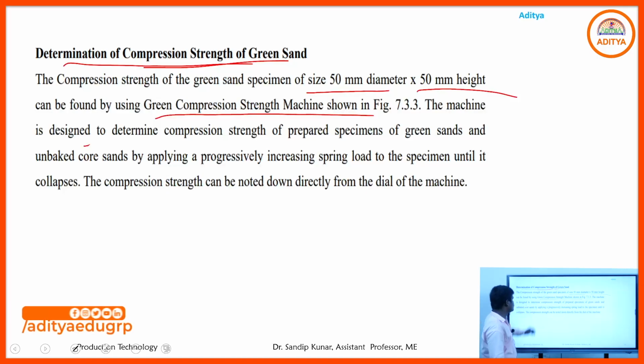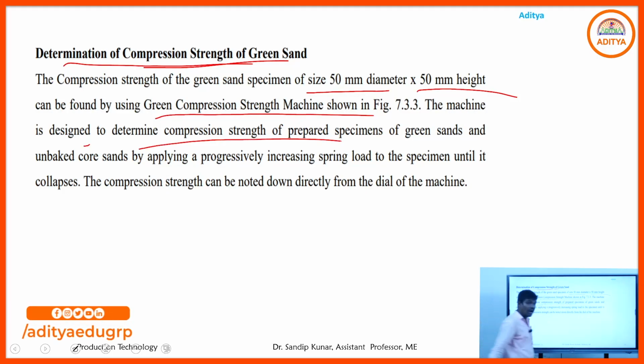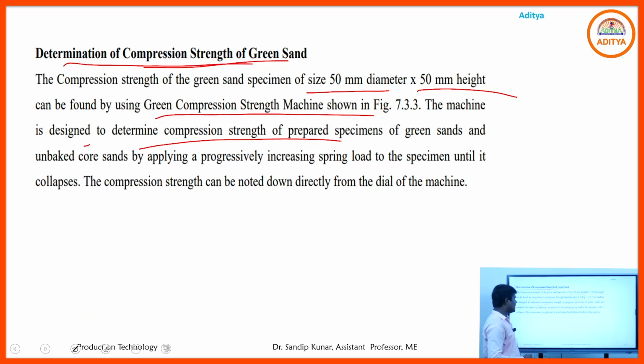The machine is designed to determine the compression strength of the standard specimen, which is made from the green sand. That specimen is placed in position in the compression strength machine. We position it at that particular position, then we apply a progressively increasing spring load to that specimen until it collapses. Until it collapses, we keep providing the increasing load.